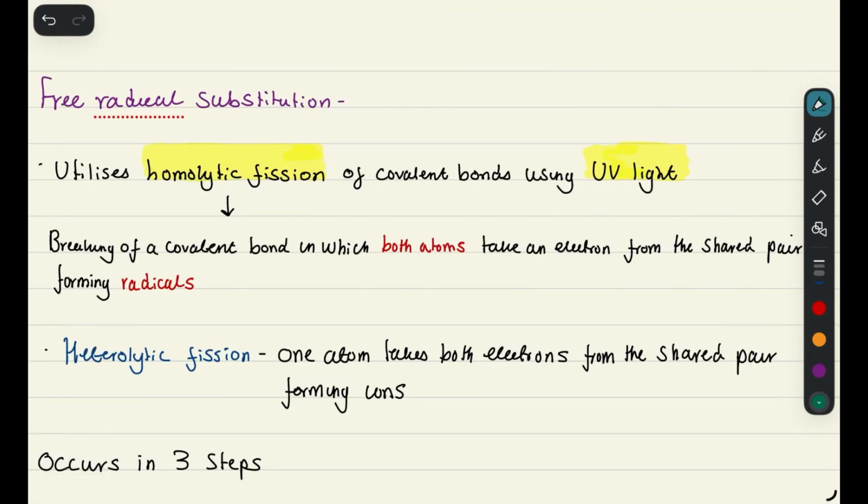Okay, and finally we get to talk about free radical substitution, which I will probably refer to as FRS for the rest of the video. Now, FRS, we are using homolytic fission to break covalent bonds using UV light. Now, UV light is a condition. Whenever you have your apparatus for FRS, you shine UV light on it, and that's going to help to break these bonds.